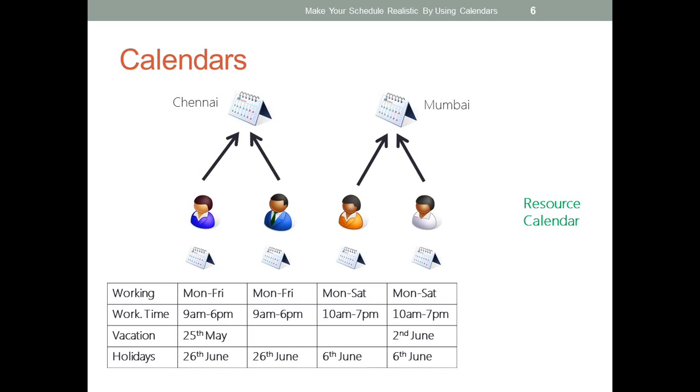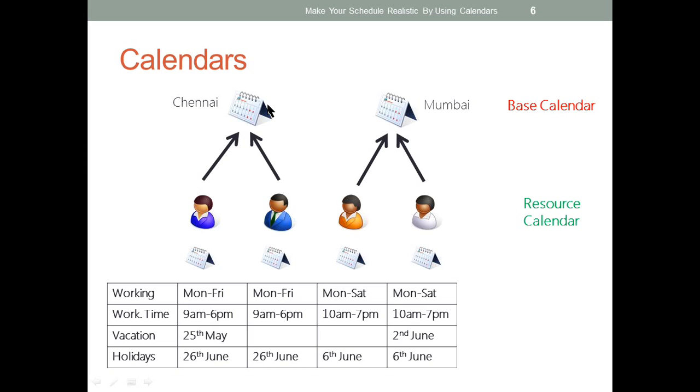You can see on the slide that there are 2 calendars on the top, the Chennai calendar and the Mumbai calendar. The Chennai calendar says that the working time for everyone who works in Chennai is from Monday to Friday, 9 a.m. to 6 p.m., and their holiday is 26th of June. Similarly for the Mumbai calendar, I'm going to say Monday to Saturday is the working time, 10 a.m. to 7 p.m., where 6th of June is a holiday for them.